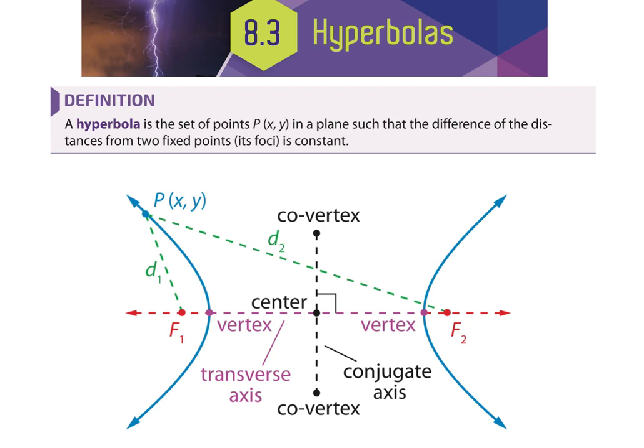Definition's the first thing we get to. It's a set of points, x, y, in a plane such that the difference of the distances from two fixed points is constant. So that word difference indicates what type of operation? Subtraction, all right? And so basically that's where we get the equation for this.